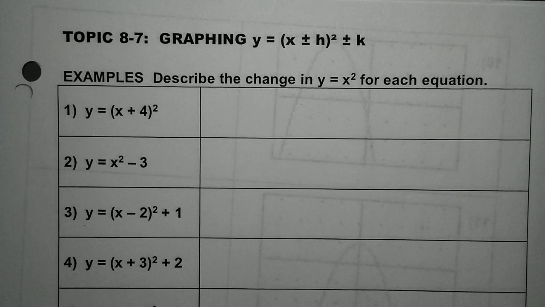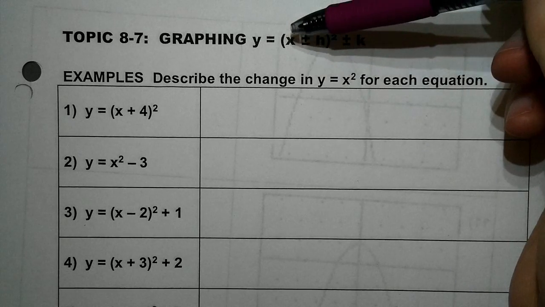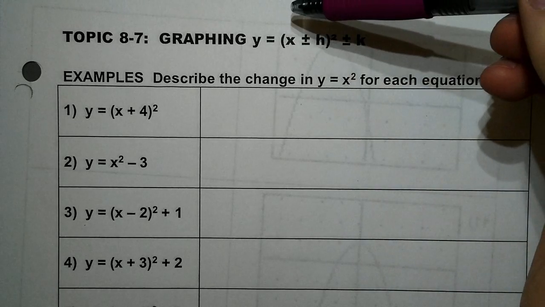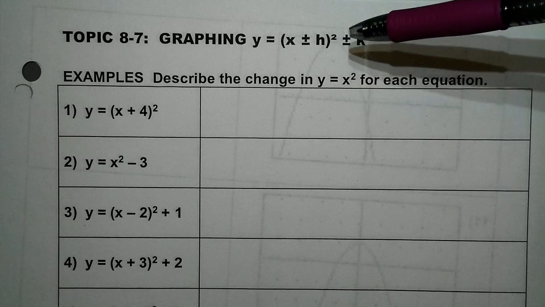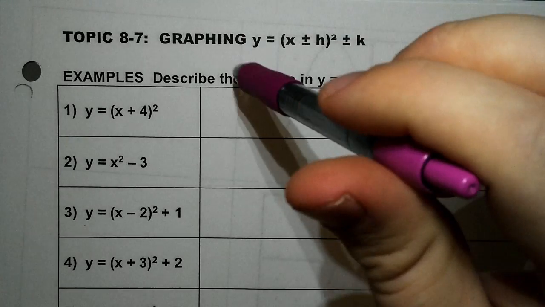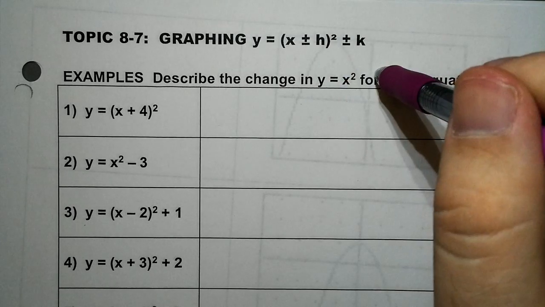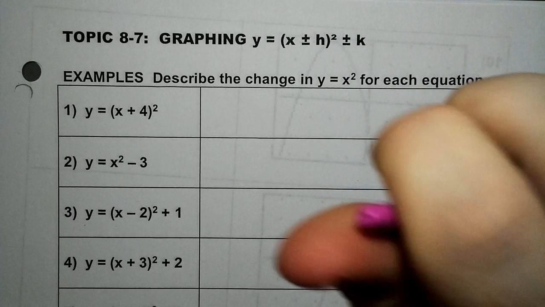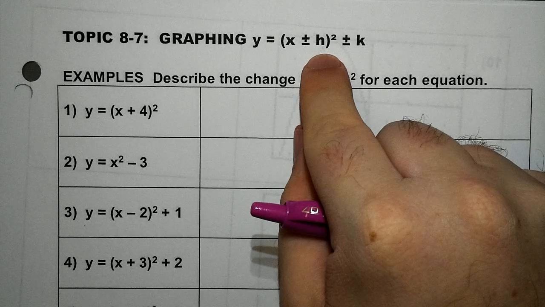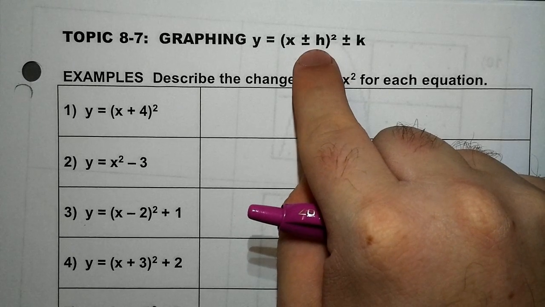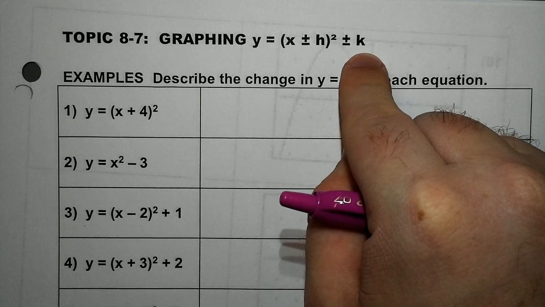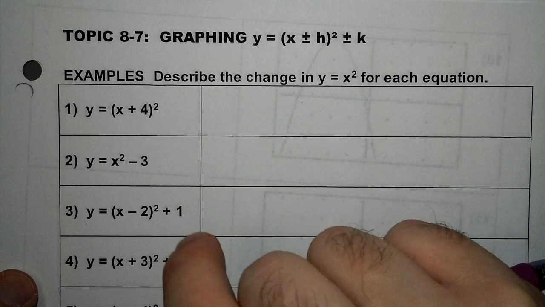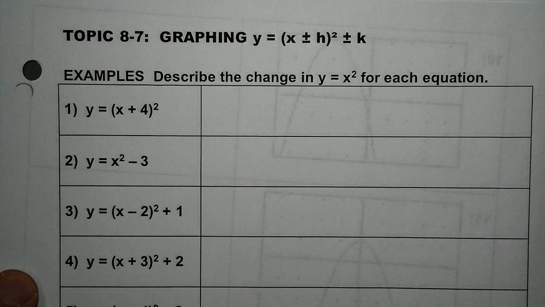Morning class. Today's video we're going to go over graphing quadratic equations in the form y equals a(x plus or minus h) squared plus or minus k. So this is the entire vertex form of quadratics. On today's paper you could have an adjustment with h and an adjustment to k at the same time. It's basically combining the learning we've done the last 3 days.